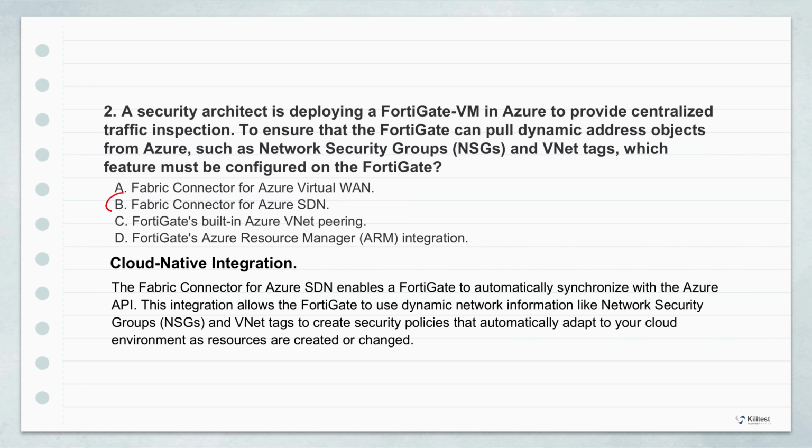And what that connector does, essentially, is act as the bridge. It links your FortiGate directly to the Azure API. So the FortiGate can then pull real-time information about your Azure network. It sees the NSGs, it sees the tags, it understands the Azure environment natively. And because it has that real-time info, you can build security policies that are actually dynamic. They can use those tags, those NSGs, as criteria. So if you spin up a new VM and tag it web server, a policy can automatically apply. No manual updates needed. It's a huge win for agility. Security keeps pace. That automatic adaptation is huge in the cloud.